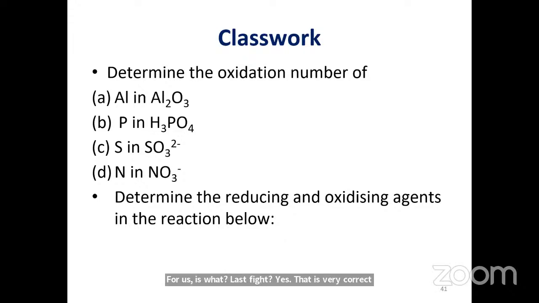What is the next one? Sulfur. Put your answers in the chat box. Let me see. What is the oxidation state of sulfur? Oh, we are having different answers for sulfur. I can see +4. I can see +6. I can see +2.